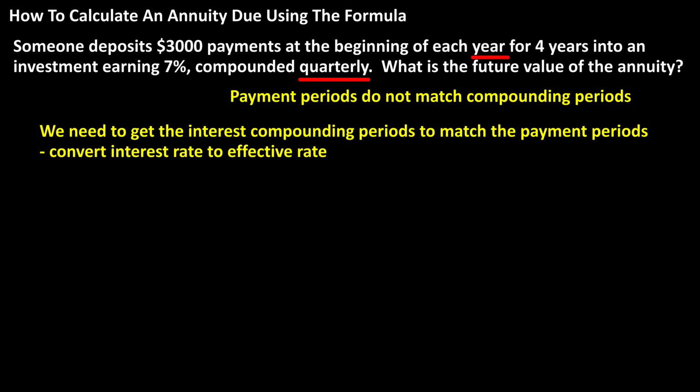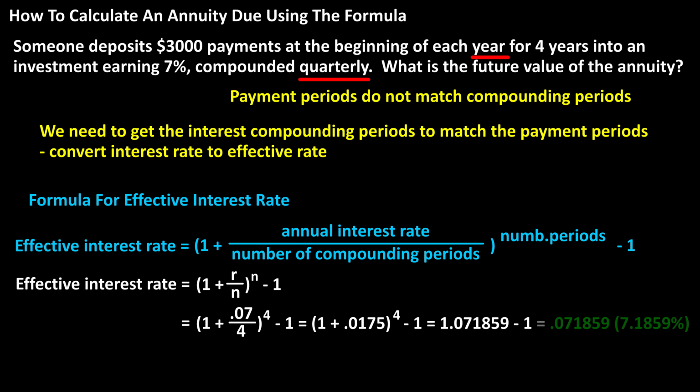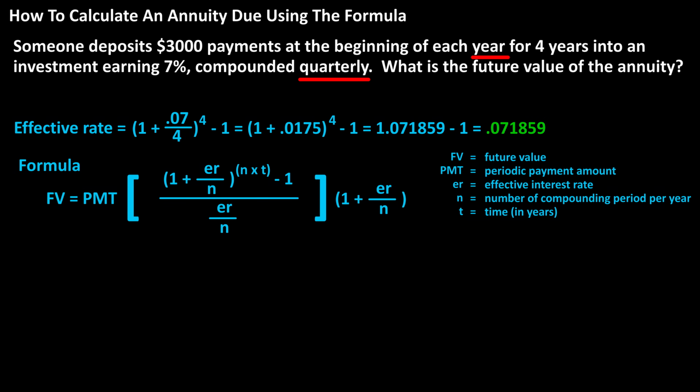We need to get the compounding periods to match the payment periods. To do this, we need to convert the nominal interest rate of 7% to the effective rate. And the formula for this is effective annual rate equals the quantity 1 plus the annual rate divided by the number of compounding periods per year, raised to the number of compounding periods per year, minus 1. Now we can plug into the formula, and I've done all the calculations. We get the effective rate equals 7.1859%, rounded off.